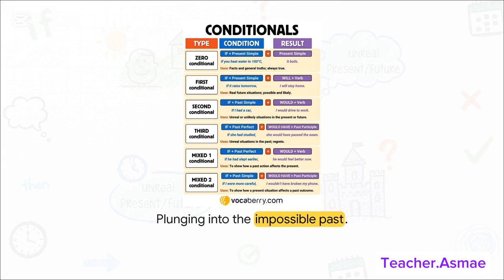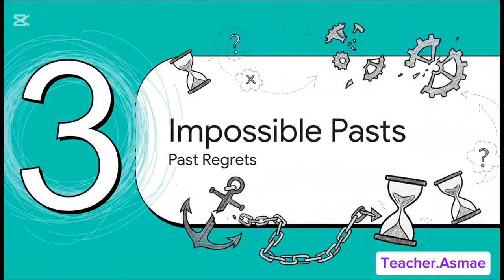Well, as we continue moving down our reality scale, we have to plunge into the heaviest territory yet. We're dropping down to the third conditional row. This is where we hit a total brick wall. We're dealing with things that have already happened, and no matter how much we might want to, we simply cannot change them. Moving into part 3, past regrets and impossible pasts.